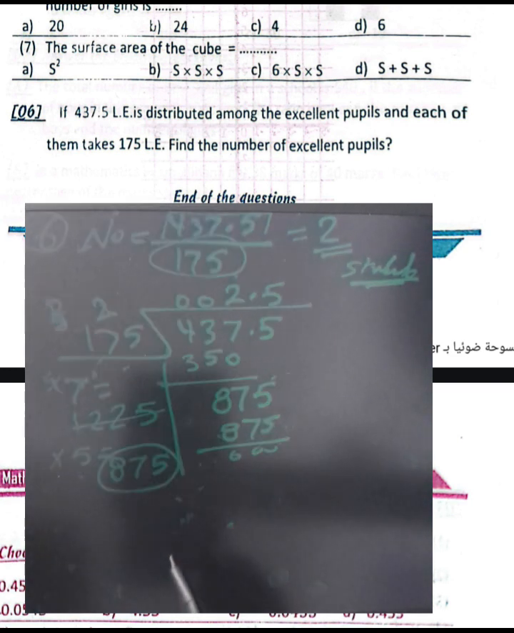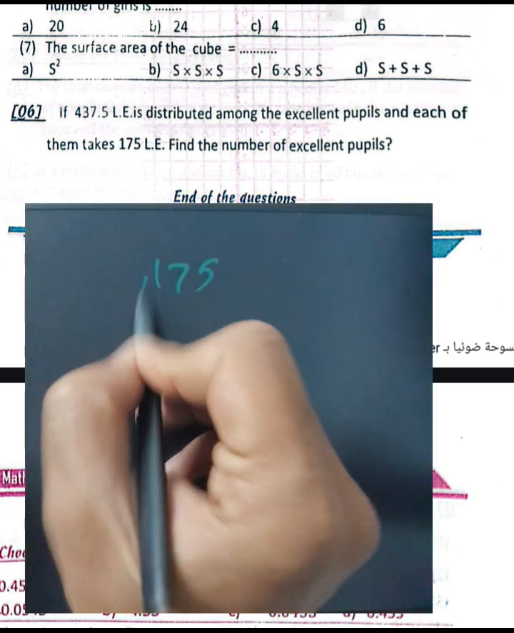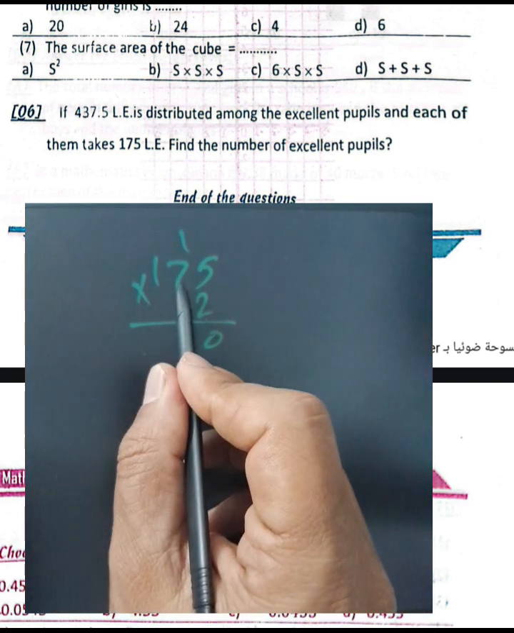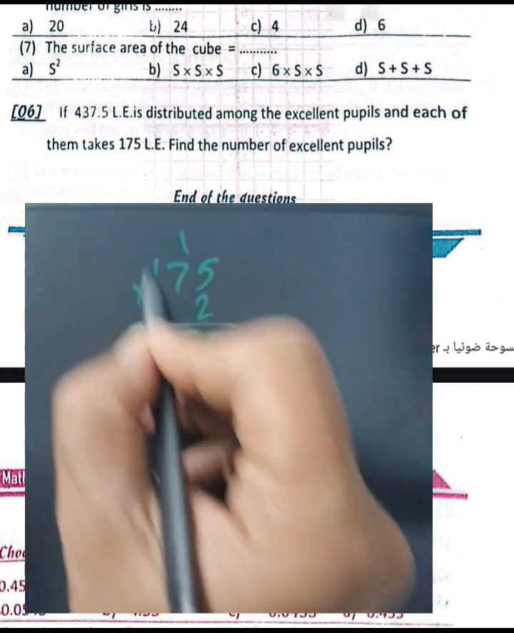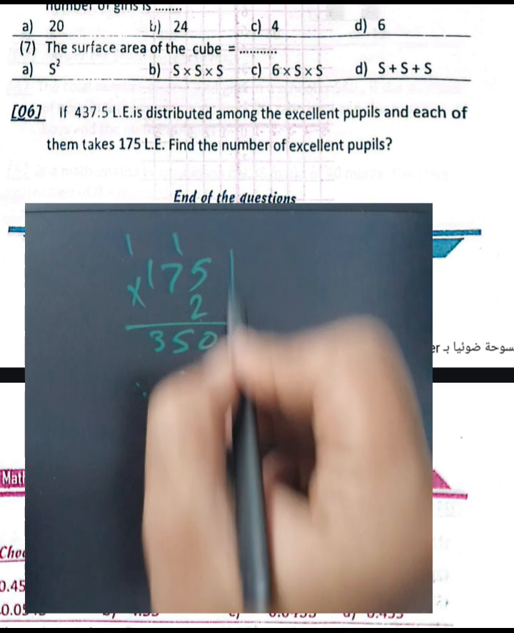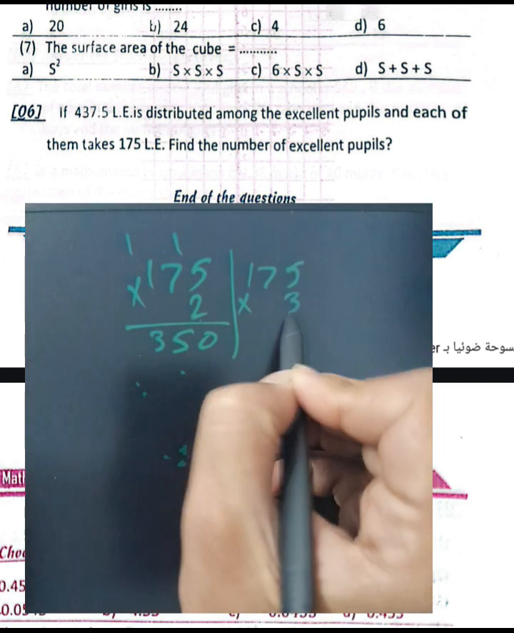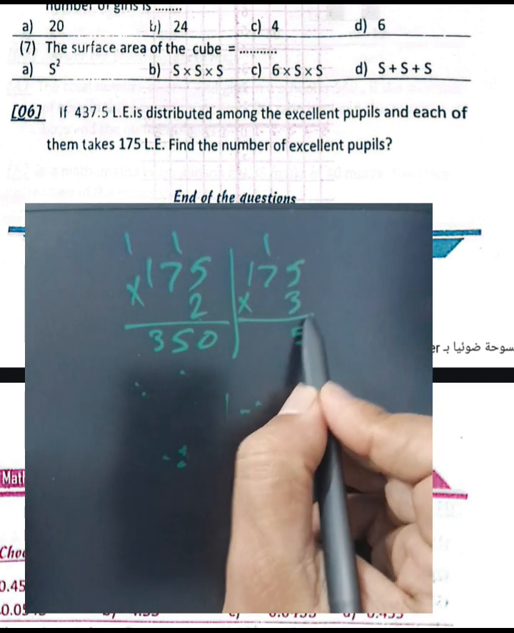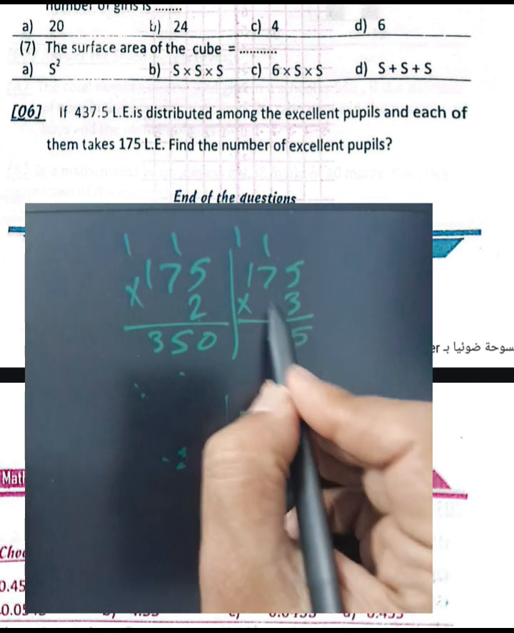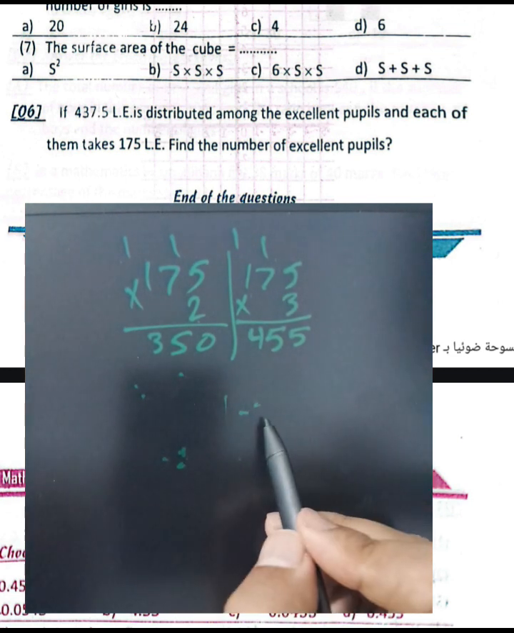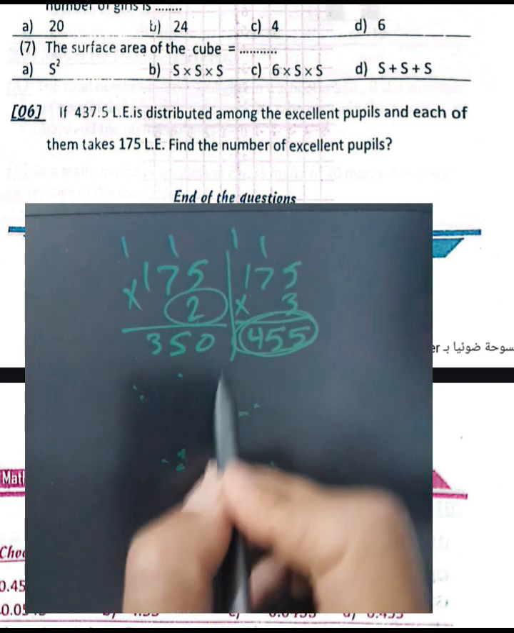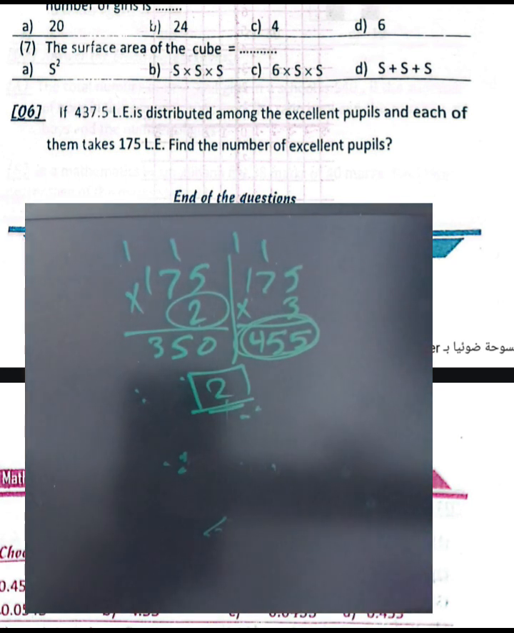You can write 175 times 2: 2 times 5 equals 10, 0 and carry 1, 2 times 7 is 14 plus 1 equals 15, 5 and carry 1, 1 times 2 equals 2 plus 1 equals 3. And if we have 175 times 3, 3 times 5 equals 15, 5 and carry 1, 3 times 7 is 21 plus 1 equals 22. Okay, this number was greater, so we have 2 students only. The number of students will be 2.